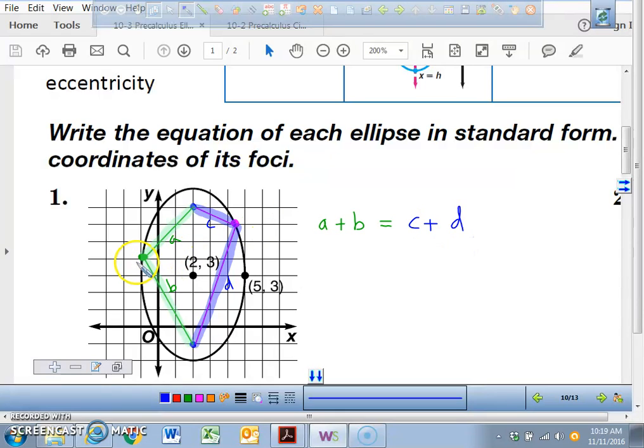That's anywhere. If I slid this point anywhere around and connected it not to the vertex, but to the foci, for example, if A was 4 and B was 6, and I said C was 2, what would D have to equal? 8. That's the quality of an ellipse, and that's why the foci are so important.